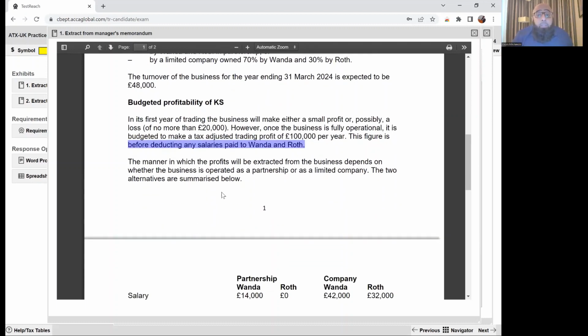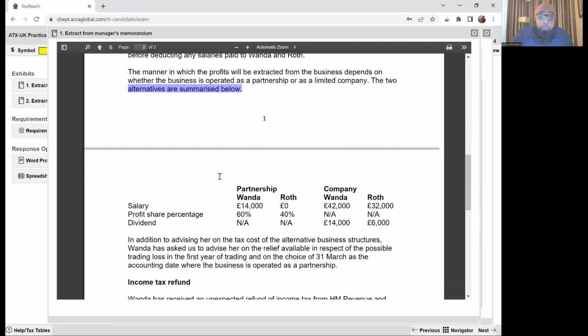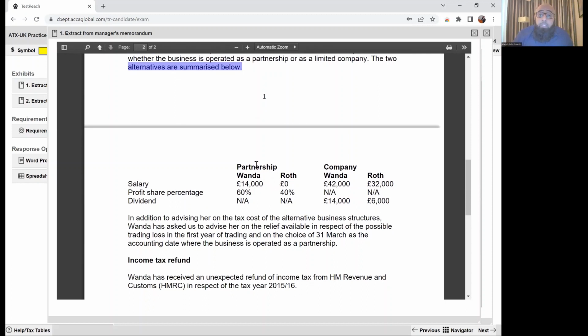The manner in which the profits will be extracted from the business depends on whether the business is operated as a partnership or as a limited company. The 2 alternatives are summarized below. Partnership, vendor will get a salary of 14,000, Roth will not get any salary. The profit sharing ratio will be 60-40. There will be no dividend in case of partnership, obviously.